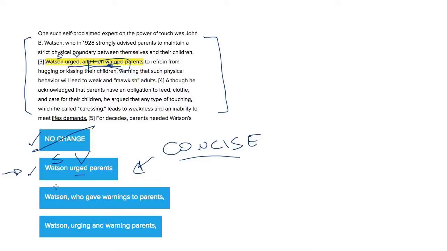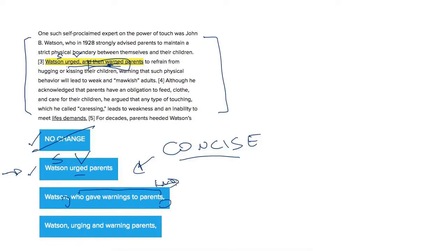Let's go ahead and consider the other answer choices. Watson, who gave warnings to parents, to refrain from hugging or kissing their children. The problem there is when we have this clause here in between commas, it can no longer be considered part of the active sentence. This isn't part of the independent clause under consideration.